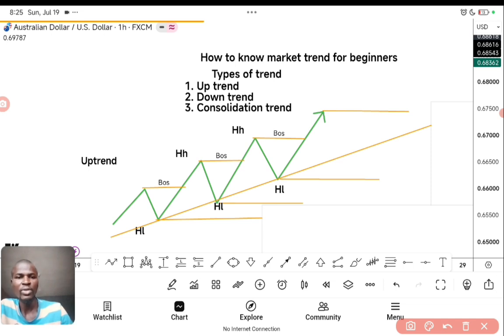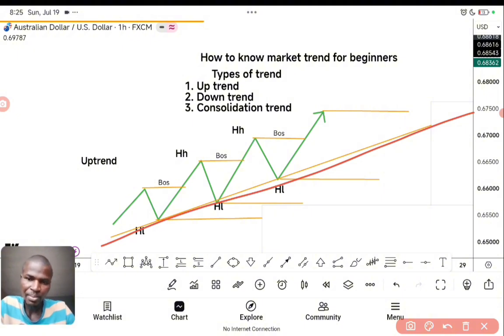Also, you can use your trend line. As you can see, trend line. When you mark your trend line and it slants to the upside, you know the market is moving to the upside. So that's for an uptrend. So let's go to the downtrend.